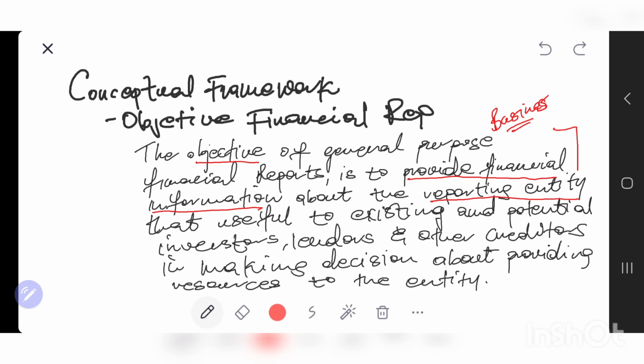How should this information be? This information needs to be useful. And it's very important. It needs to be useful.